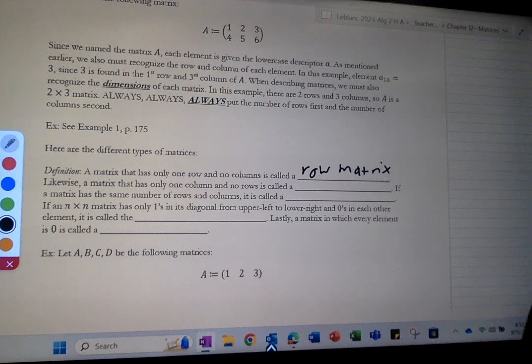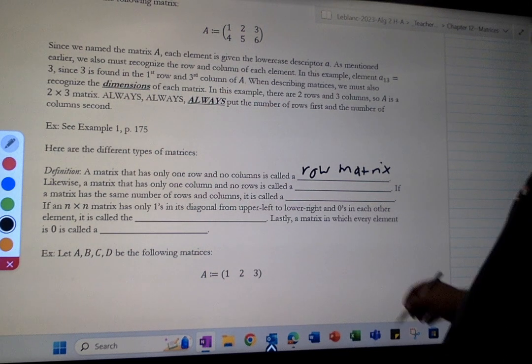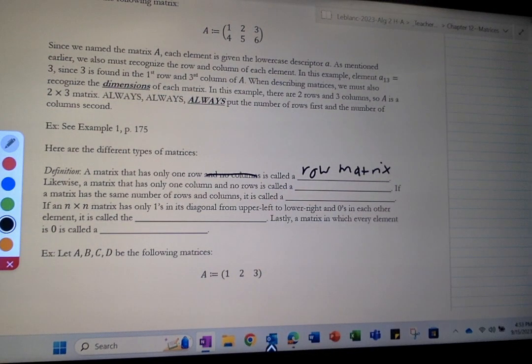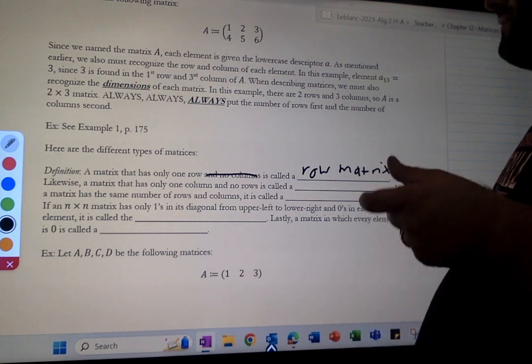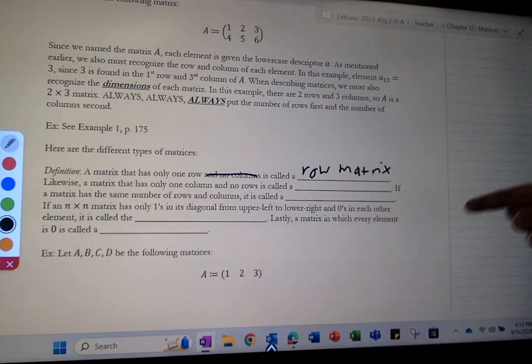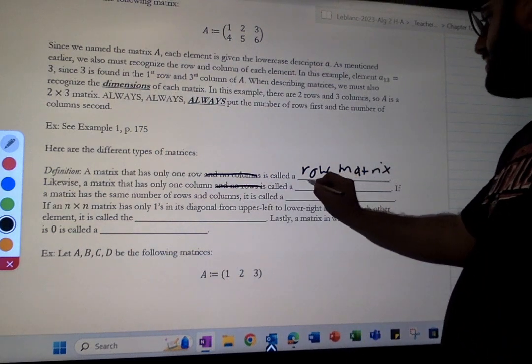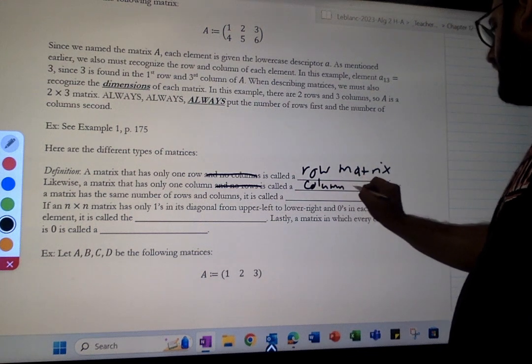You don't even need to say no columns, because obviously it's going to have columns if it has a row. What stands out for the row matrix is that it just has one row. Likewise, a matrix that has only one column is called a column matrix.